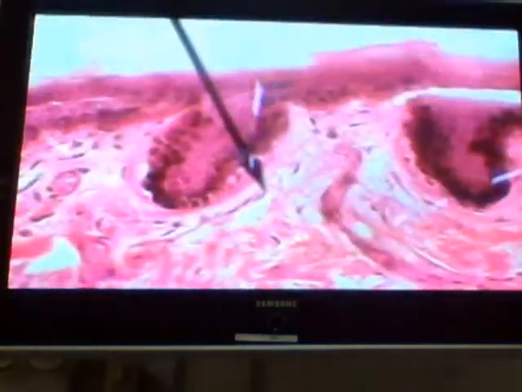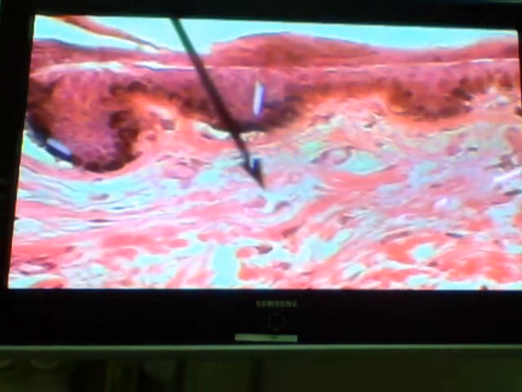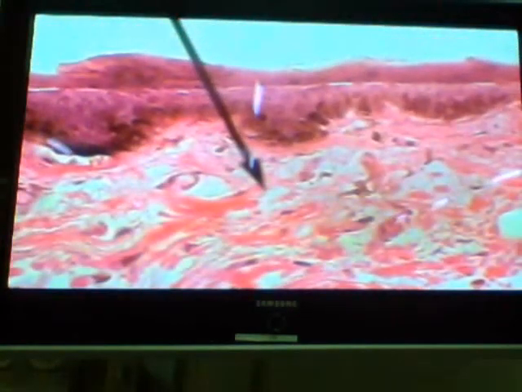Now deep to the skin, what are you going to have? What do you have under the skin? Underneath the epidermis, what do we have? We have the dermis, and the dermis is formed from what? What germ layer produces the dermis?